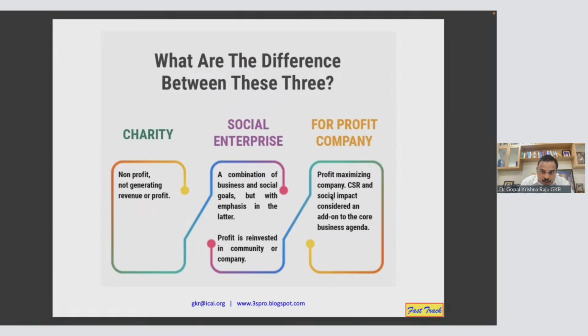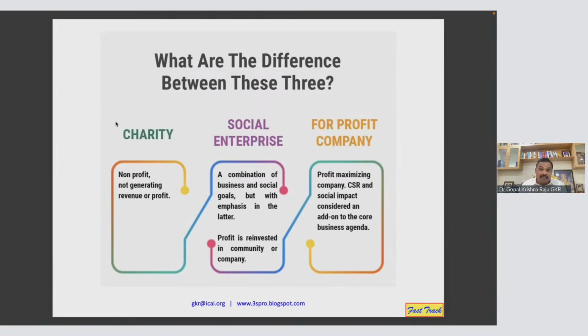So CSR and social impact are considered an add-on to the core. So it is not mandatory. It is an add-on to the core only for certain companies. For example, I earn a profit of less than 5 crore, say 5 lakhs only. Then out of 5 lakhs, I can do social activity for 1 lakh, 2 lakhs, 10,000. The law doesn't mandate you. But when your profits are above 5 crore, then the law mandates that you have to do social activities. So this is for profit companies.